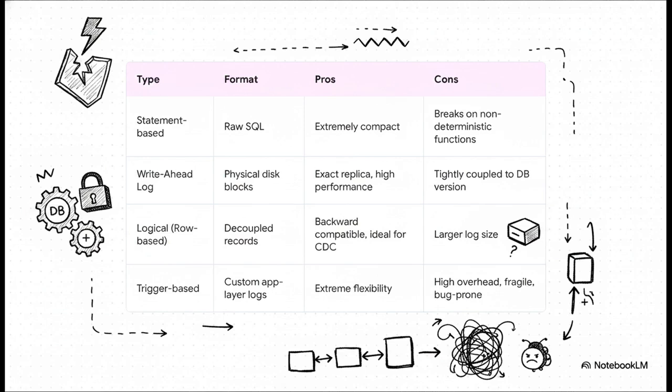It's perfect for things like change data capture, where you want other systems to be able to consume these events. But the downside, the logs can get pretty big. And finally, you could use triggers to build your own log, which gives you all the flexibility in the world, but it's often slow, complex, and super easy to get wrong.